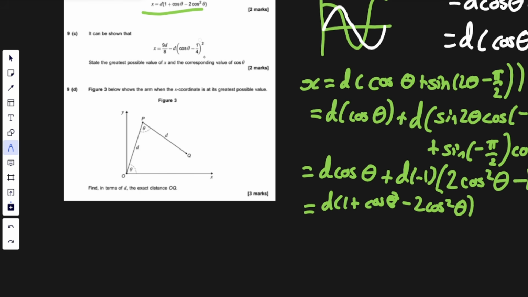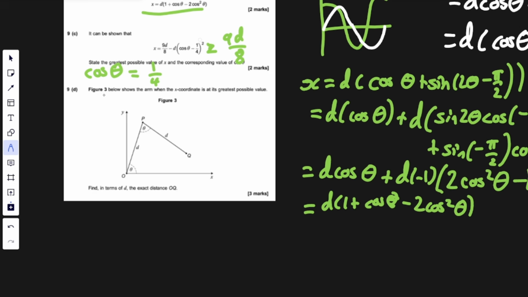So what is this bounded upon? Well, it's bounded upon 0. This is a square number. Square numbers, the smallest they can be is 0. So this is less than or equal to 9d over 8, because that's what happens when this part here is 0. And well, that's 0 when cos theta is equal to a quarter, or when cos theta minus a quarter equals 0. So that's the logic behind that part.